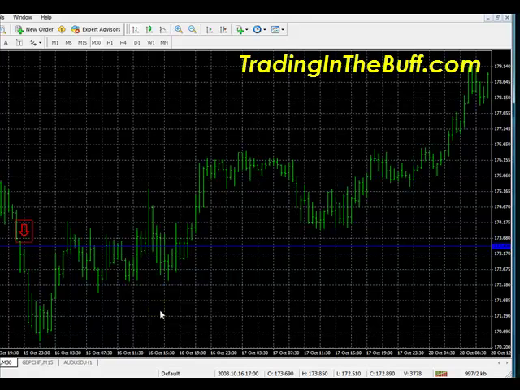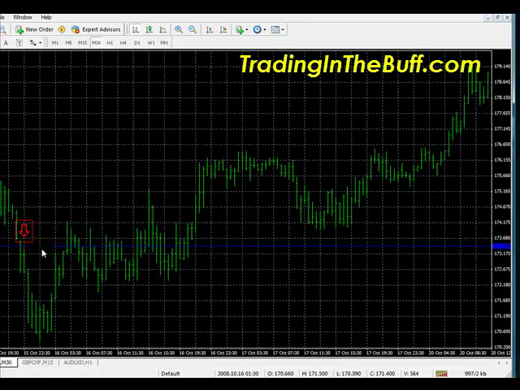Pound yen on a 30-minute chart. Let's see what we got here. We got a sell pattern. We got bar number 1, bar number 2, and bar number 3. This would be where our regular resistance area would be, but as you can see, that really didn't do anything.